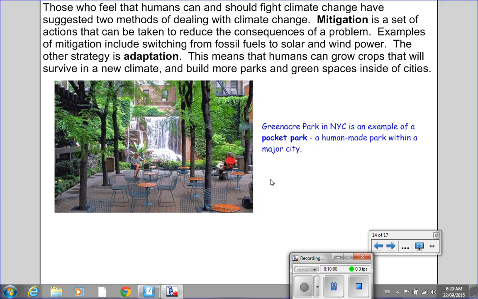Greenacre Park in New York City is an example of a pocket park. This is a human-made park that's within a major city. You may even see one or two in downtown Toronto. They look beautiful, and they're also helping to promote the environment because of all the natural vegetation.